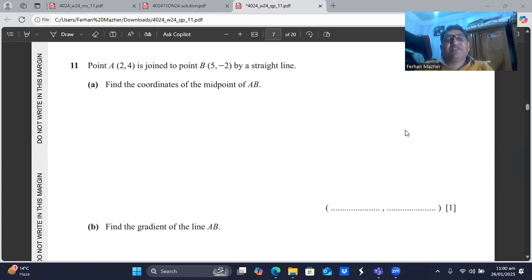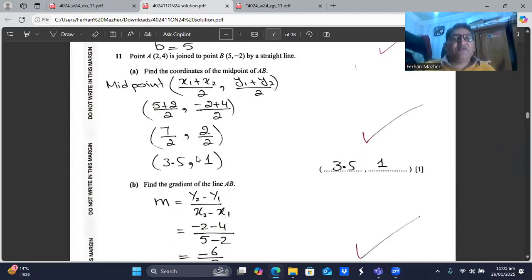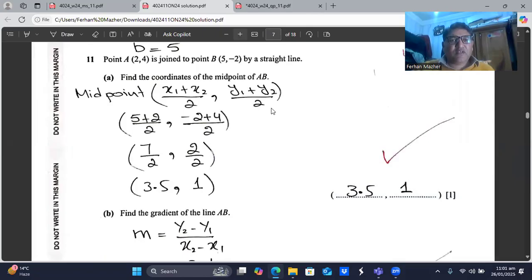So find the coordinates of the midpoint of AB. If you want to find the midpoint, the formula is (x2 plus x1) divided by 2, comma, (y2 plus y1) divided by 2. So very easily we can find the midpoint. It will be 5 plus 2 divided by 2, so that's 7 by 2, that's 3.5. And for the y coordinate, it will be minus 2 plus 4 divided by 2, that will be 2 by 2, and that will be 1. So the midpoint will be 3.5, comma 1. So 3.5, comma 1 is the right answer.